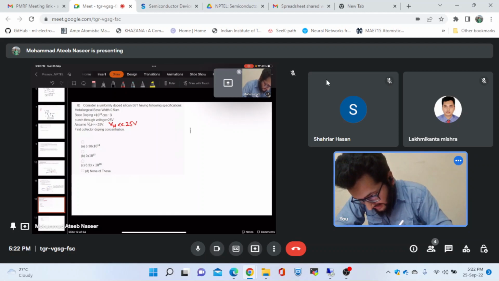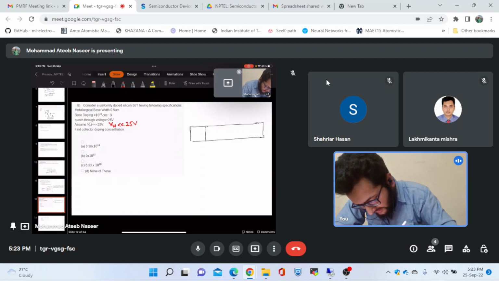So if this is our some BJT, where this is the emitter, this will be its emitter side having the depletion width, and this will be the base depletion width from the emitter side, and we will be having another interface where this will be the collector side and this will be the base side.